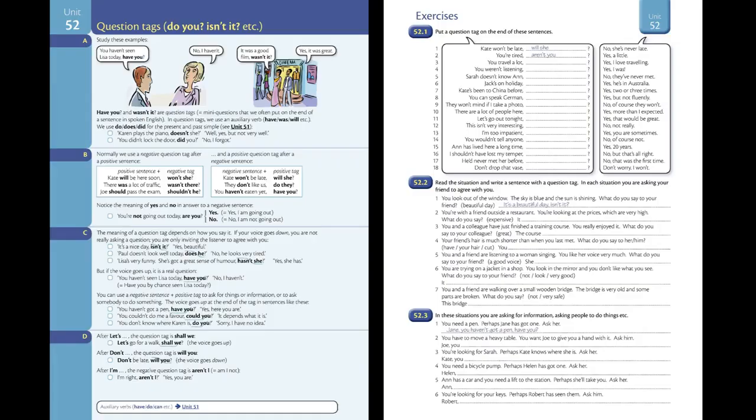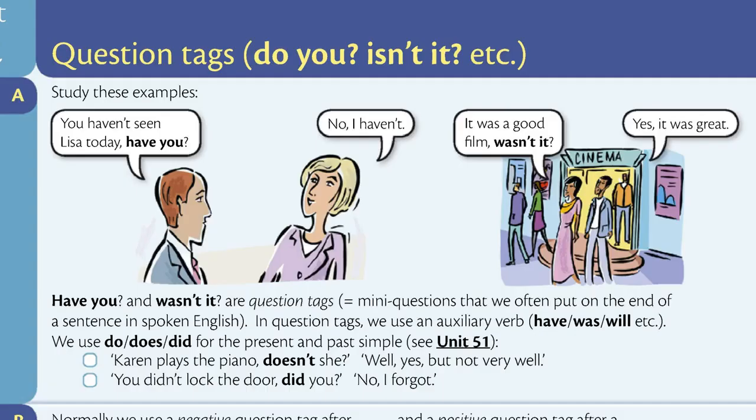Unit 52. Question tags. Do you, isn't it, etc. Section A. Study these examples. You haven't seen Lisa today, have you? No, I haven't. It was a good film, wasn't it?